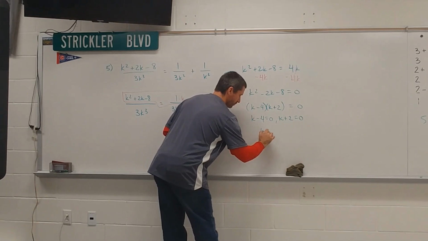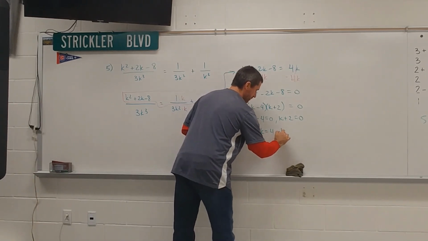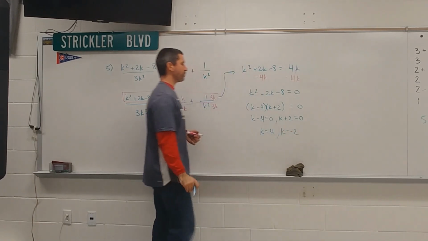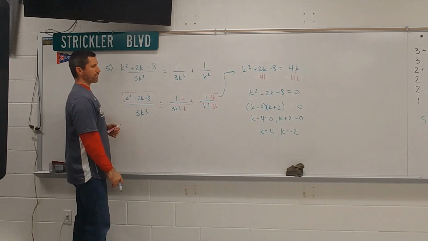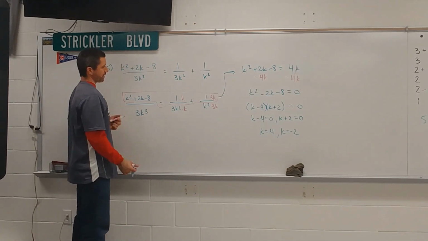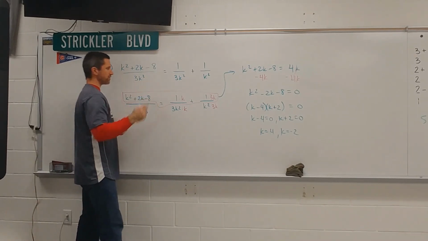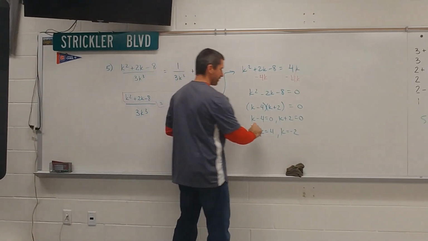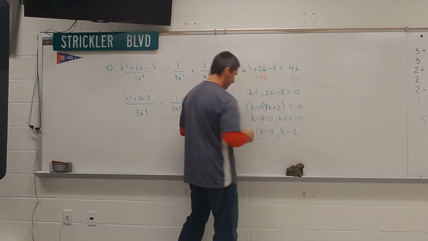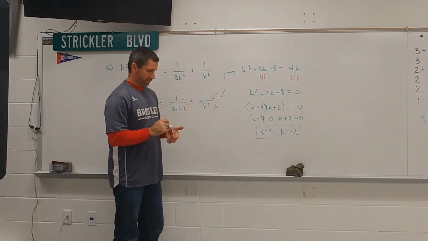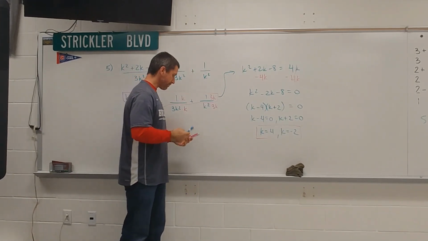k is either 4 or k is negative 2, or both. Oh, we're going to be okay, or either is going to be 0. Doesn't look like it. If you put the 4 there, you're okay. If you put the negative 2 there and cube it, take times 3, all these are going to be just fine. We've got 2 solutions to this rational equation.